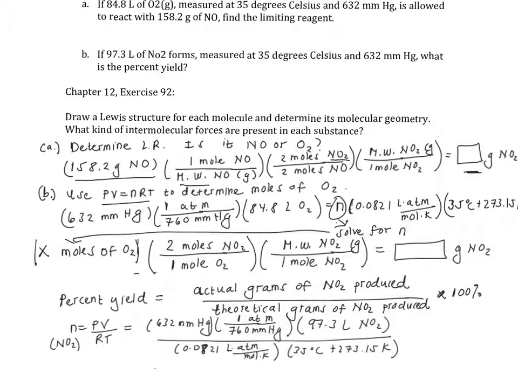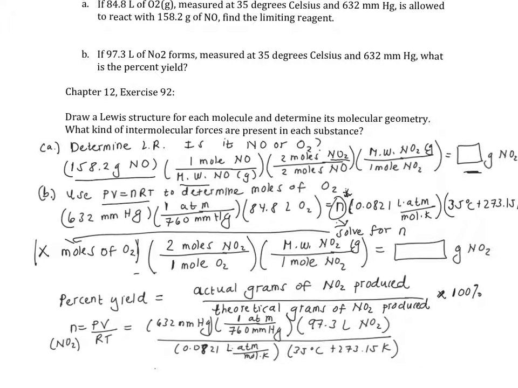So we plug in our pressure. We have to make sure to convert it to atmospheres because our gas constant, which is R, has ATM in it. So we're going to divide by 760 millimeters of mercury to get our ATM. We're given our volume that the oxygen occupies, which is 84.8 liters. And then our variable that we're solving for is n, which stands for the moles of our oxygen gas.